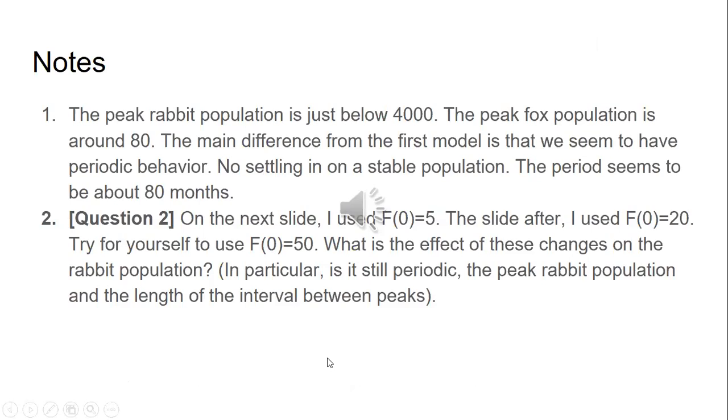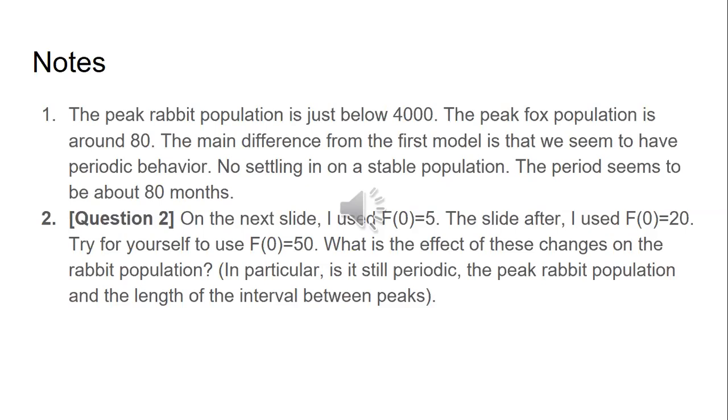Okay, so the peak rabbit population still seems to be just below 4,000, but the peak fox population is now much greater, it's around 80. And the main difference is, as I said, we have that periodic behavior. There's no settling in on a stable population. And the period seems to be around 80 months.